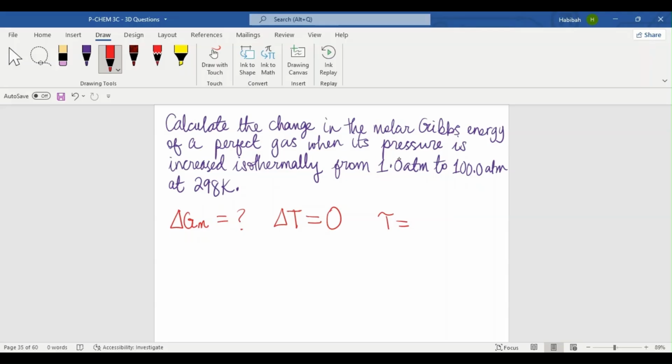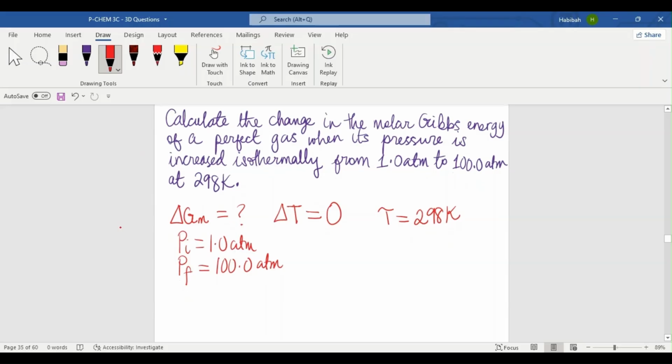So from 1.0 atmosphere, we've got the P initial to be 1.0 atmosphere, and then the P final to be 100.0 atmosphere at 298 Kelvin. And we're also given the temperature, so that's 298 Kelvin. So we're basically asked to find the change in molar Gibbs energy. So the first thing you have to do is realize what formula you're supposed to use after you have written down the information given.